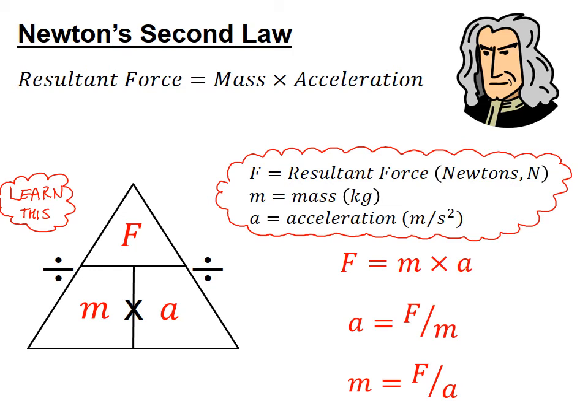There is a simple triangle to help you rearrange the equation. F at the top, M and A at the bottom. F stands for resultant force in newtons. Mass is M, must be in kilograms, and A is acceleration, and that unit is meters per second squared. This equation can be rearranged in three ways. F equals ma, A equals F over m, or m equals F over A.